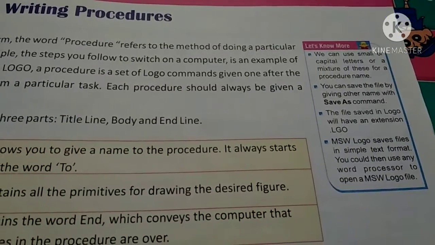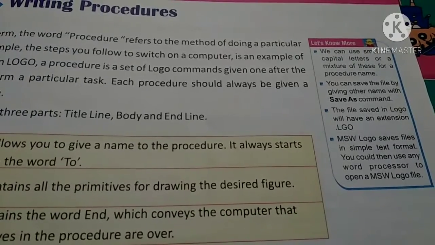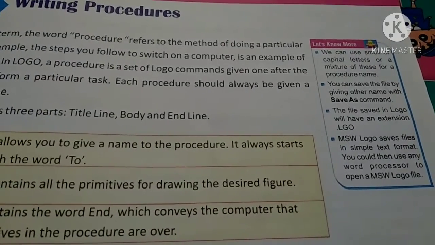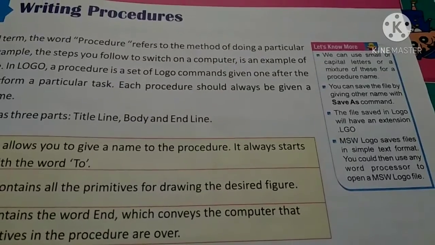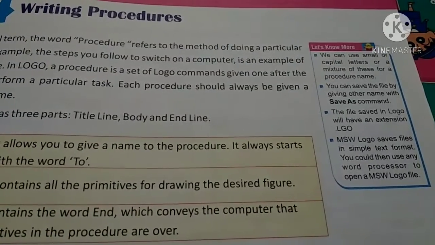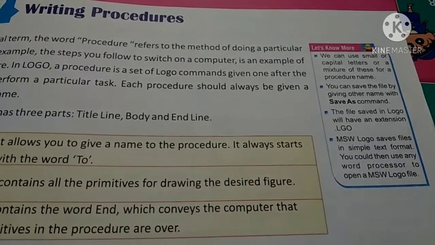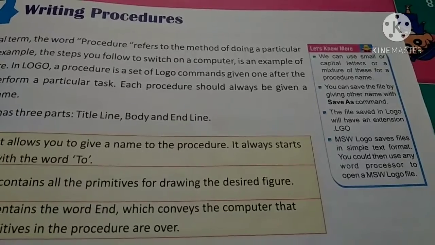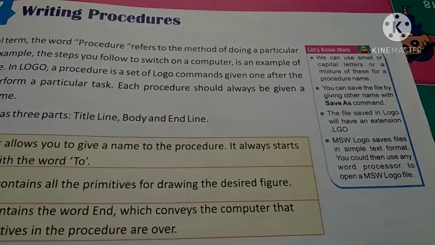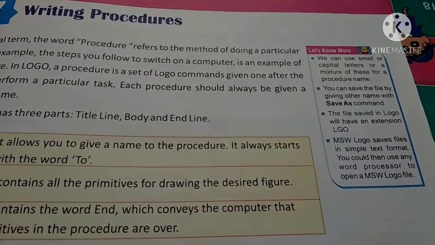Okay, it will have an extension of .log. Like I am writing triangle.log. Okay, so it will save like this. MSW Logo saves the file in the simple text format. You could then use any word processor to open an MSW Logo file. Okay, so when you save a file in a simple text format, you can use any word processor to open that file.